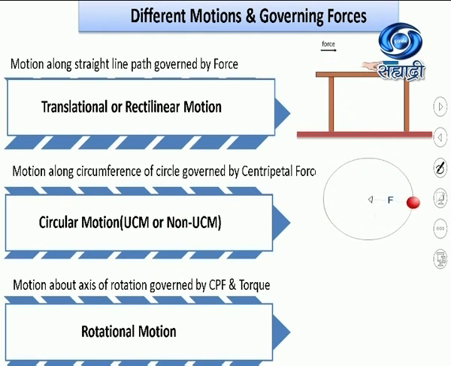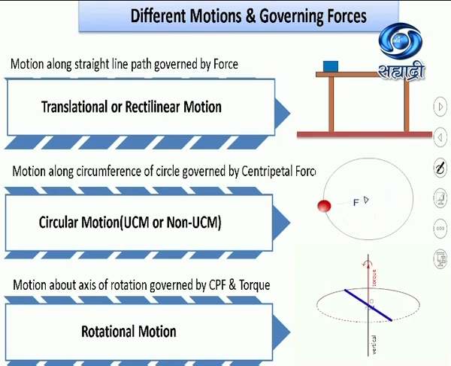On similar lines, one more motion which is studied in lesson number 1 is the rotational motion. In this rotational motion, the object is moving about an axis of rotation, and the motion is governed by centripetal force, called CPF, as well as by the torque. Again in the diagram, it is observed that the rod is rotating in a horizontal plane, and the axis of rotation of the rod is perpendicular to the plane of the rod, passing through its center.